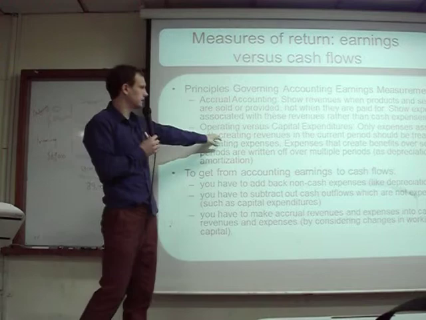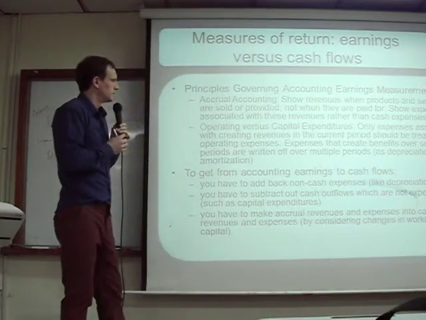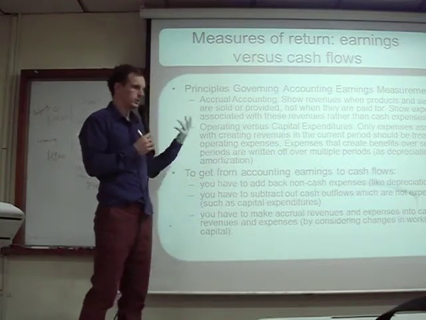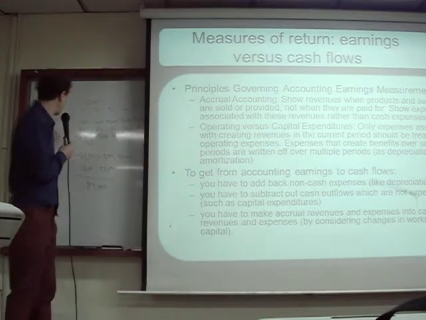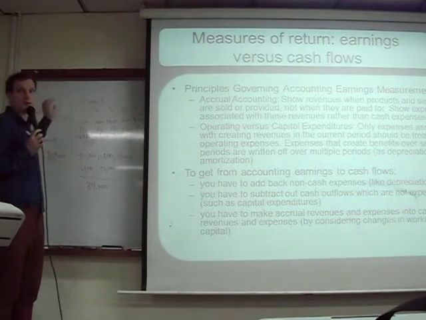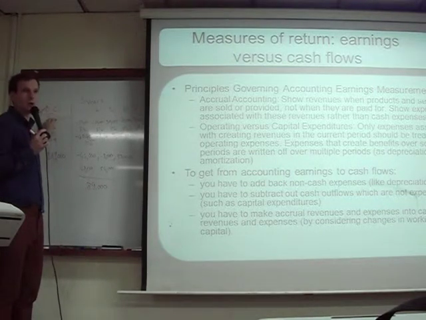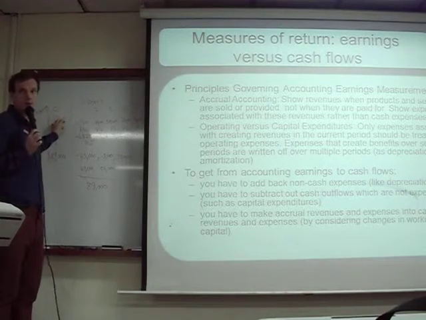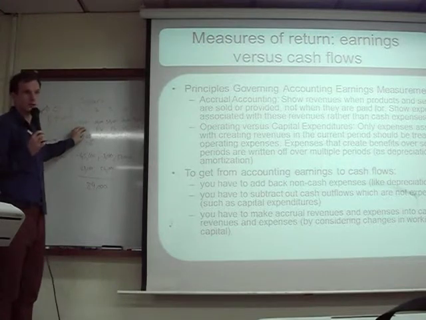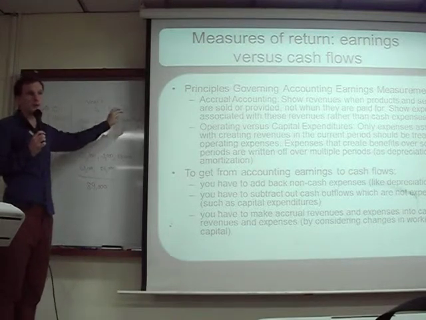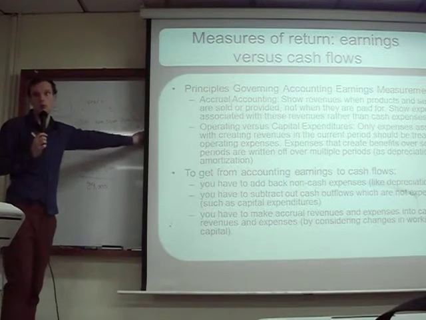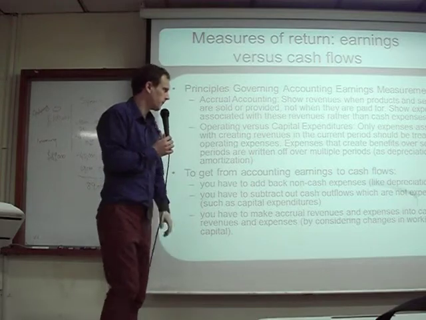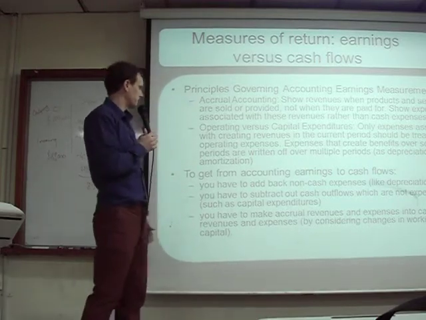We have operating against capital expenditures. So this is like depreciation. Or another example is research and development. We paid $1 million for R&D in this year. But that's cash. Under accounting, they're going to put R&D year one, 20,000, year two, 20,000, year three, 20,000, year four, 20,000, and year five, 20,000. So the accounting way is a little bit different than cash. These are the main differences, right?